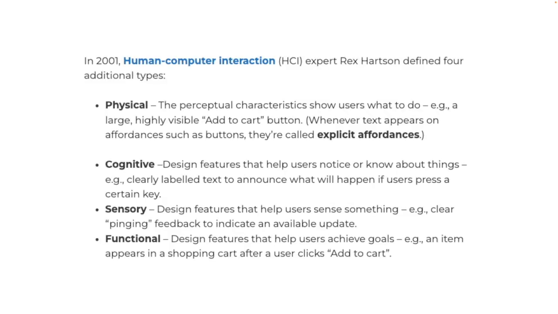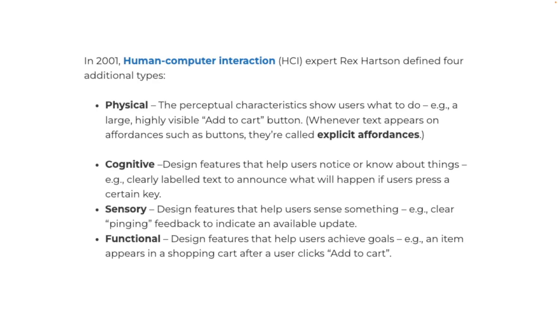In 2001, human-computer interaction expert Rex Hartson defined 4 additional types. So physical, cognitive, sensory, and functional. For physical affordances, this is making things explicitly obvious. This is the realms of obvious sales message, having add to cart buttons, checkout, etc. Cognitive affordances, this is where you have little subtext and scripts next to things implying what happens. So click here to do this, or this will do that, etc. It's kind of telling you what's going to come forward.